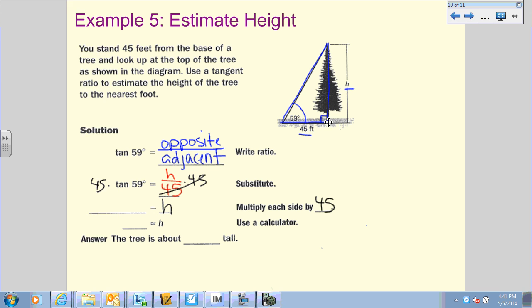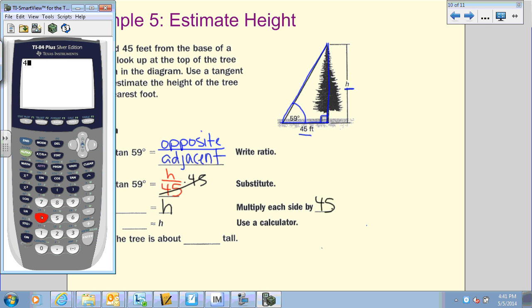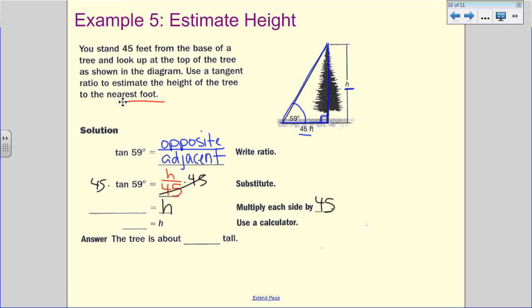We go and take a look. We're going to type in 45 times the tangent of 59 degrees. And we get 74.89. We're rounding to the nearest foot is what it says. So this is about 75. So 75 feet tall.